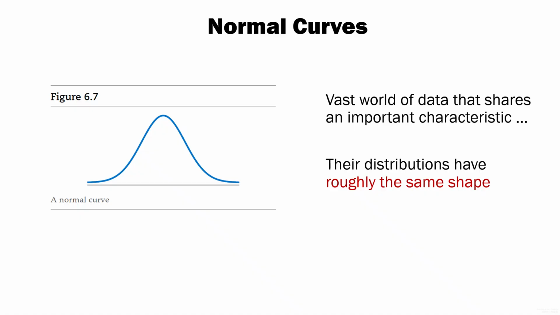And that leads us to the discussion of the normal curve. There's a vast world of data, and it all shares an important characteristic. Their distributions have roughly the same shape. I know that that sounds crazy, but their distributions are known as a normal curve, which is a special type of bell-shaped curve, like the one shown in this picture here.